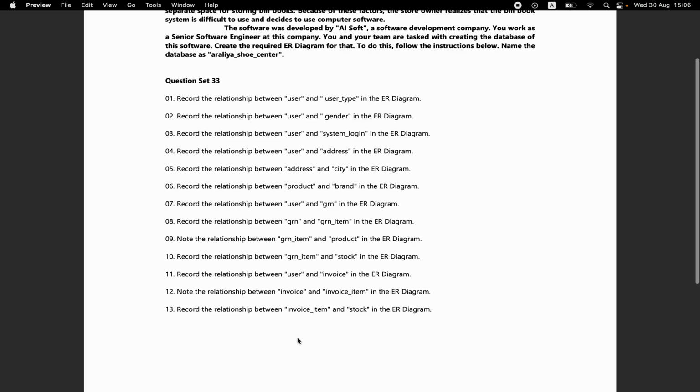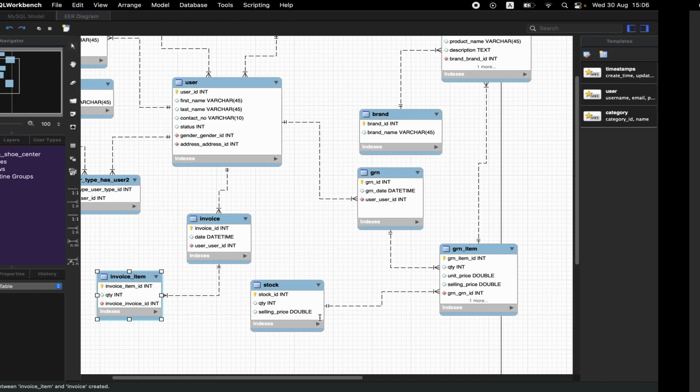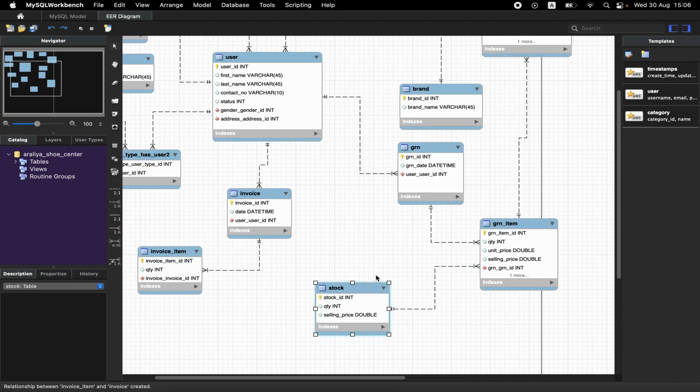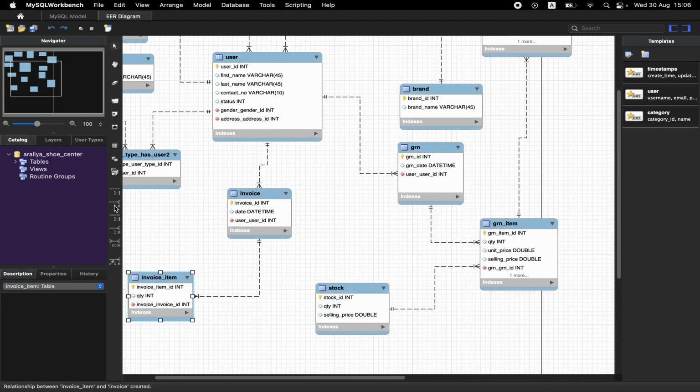Last one is record the relationship between invoice item and the stock. The relationship is the same, one to many, because a stock can have many invoice items, but one invoice item can be only in one stock. So the one to many.